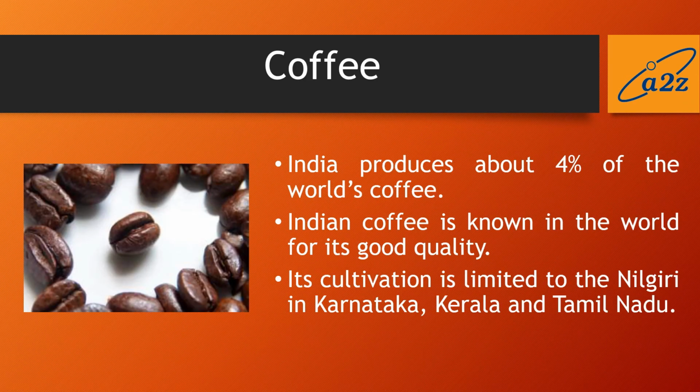Next is coffee. India produces about 4% of the world's coffee. Indian coffee is known in the world for its good quality. Its cultivation is limited to the Nilgiri in Karnataka, Kerala and Tamil Nadu.